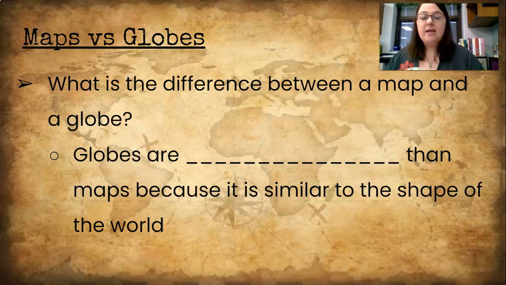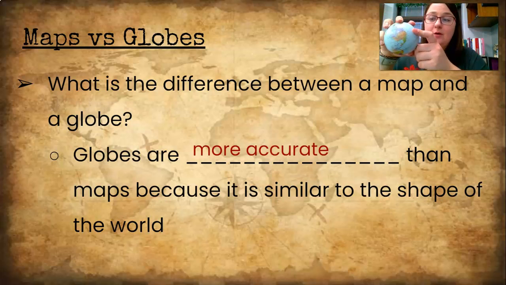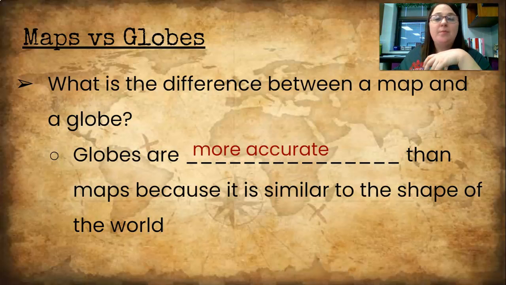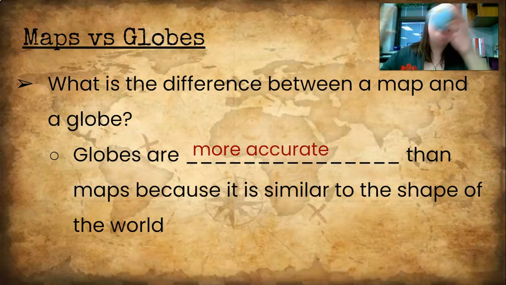Even though they seem like they wouldn't be, globes are actually more accurate than maps are. And that's just because the world is actually round. So when you think about the size of countries, the countries on this globe are going to be more accurate than something that's flat. Please don't be a flat earther. The earth is not flat. It is round. So globes are actually more accurate on a big scale.